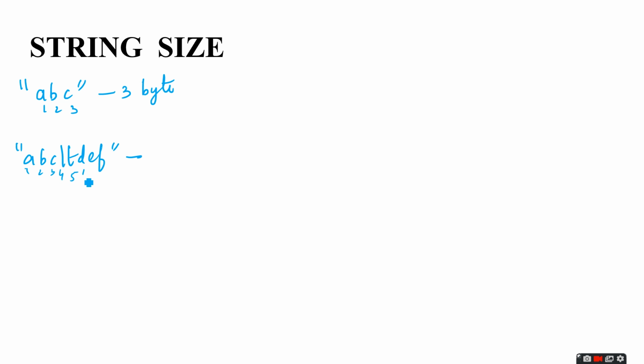Now next we are going to learn to find the size of the string. If you are writing like this, ABC inside double quotes. Now how many characters are there? 1, 2, 3. So the size is 3 bytes. Next we are writing like this: ABC backslash t DEF. Now, how many characters are there? 1, 2, 3, 4, 5, 6, 7, 8. Usually we have a tendency to count like this and the size will be 8 bytes.